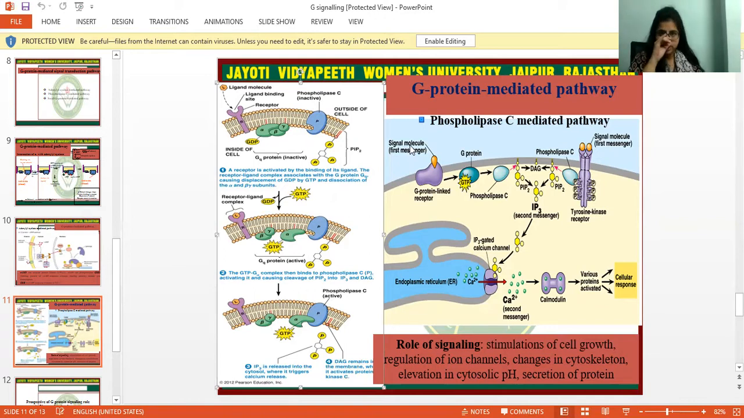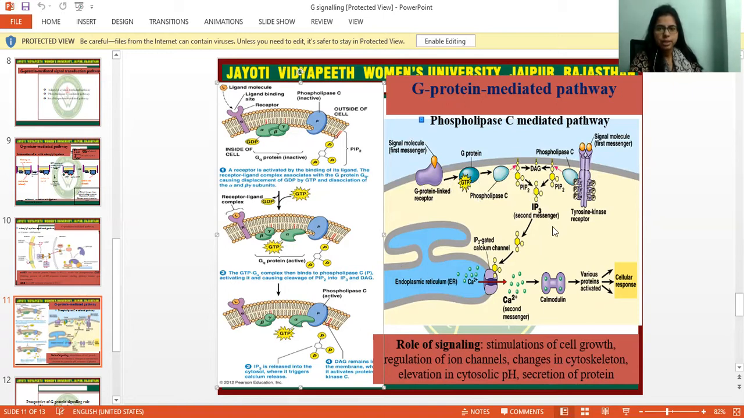Next type, which is the G protein mediated pathway, is the phospholipase C mediated pathway. It creates this kind of secondary signaling pathway, and this one is a G protein linked receptor. This is a G protein with GTP. It activates the phospholipase C, which degrades PIP2 into DAG and IP3.